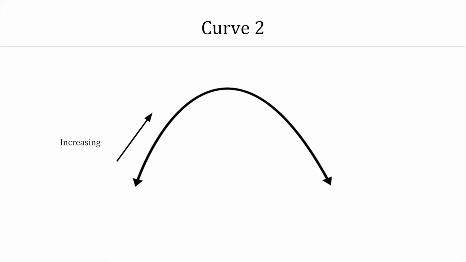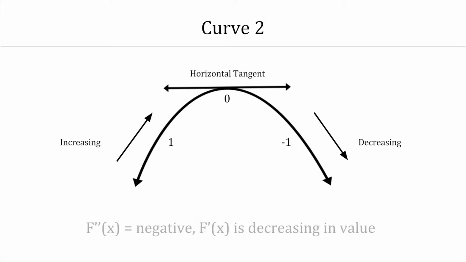Now let's look at the second curve, which is when the function is concave down. At this point, the function is increasing, so it has a positive slope. Let's say it is 1. At the local extrema value, or the local maximum, there is a horizontal tangent line, which means that the slope is 0. And then at this point, the function is decreasing, and let's say it has a slope of -1. So notice, when the second derivative is negative, the first derivative or the slope is decreasing, which is shown as the function goes from 1 to 0 to -1.